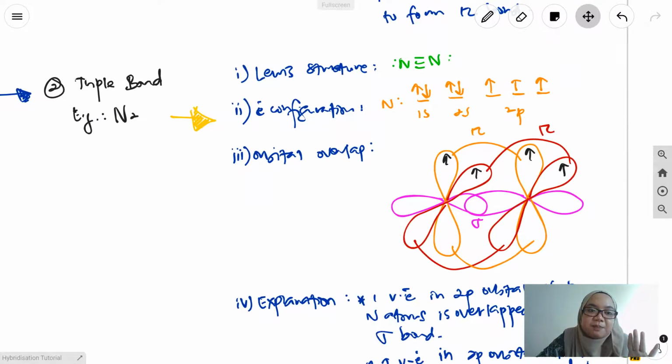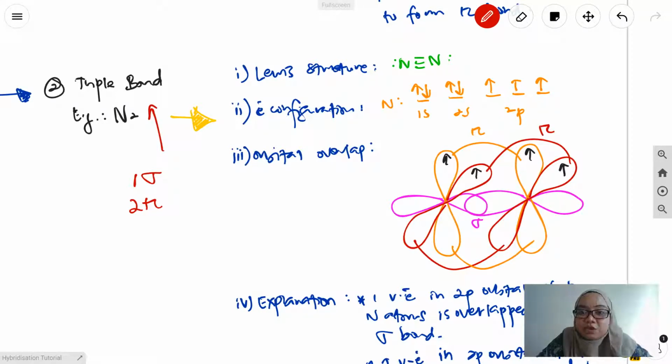The second example is for a triple bond, how we form a triple bond. As we know, a triple bond consists of one sigma bond and two pi bonds. Let's look at the nitrogen gas example. First we need to draw the Lewis structure for nitrogen gas. This is the Lewis structure. We have one sigma bond here and two pi bonds here.